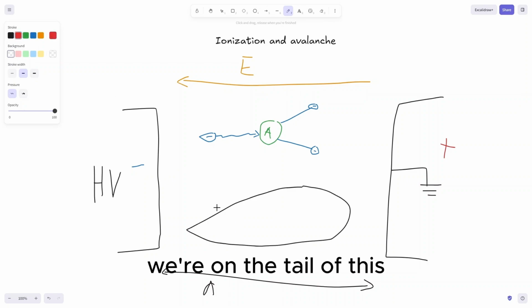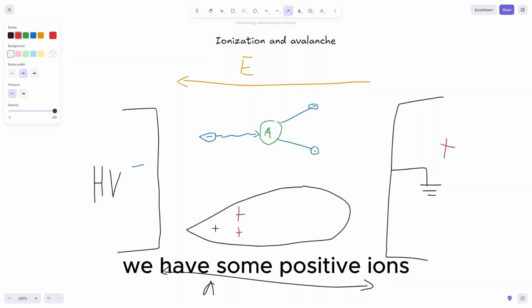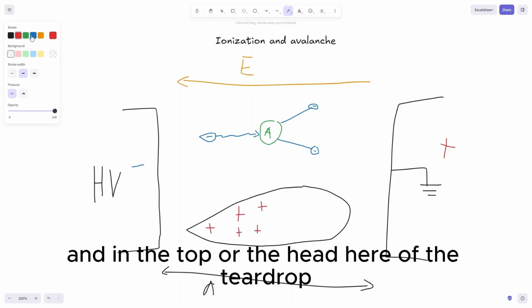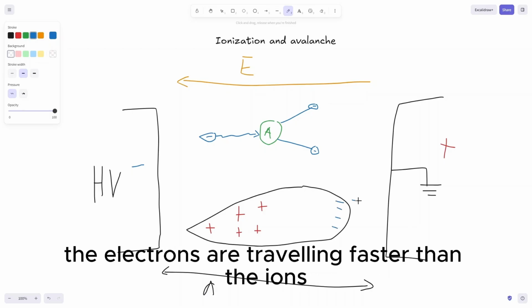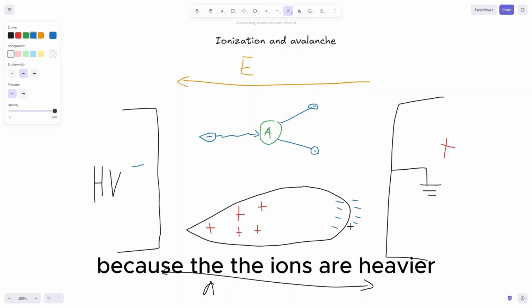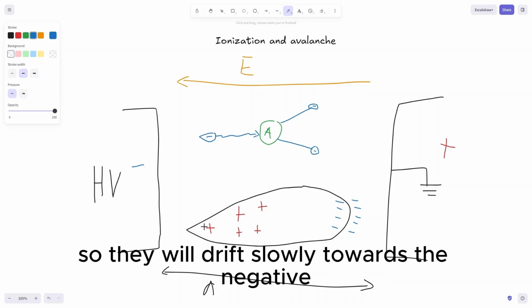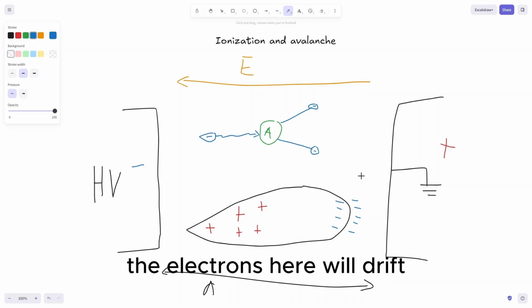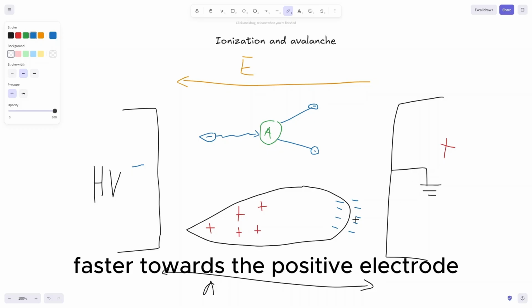where on the tail of this we have some positive ions, gas molecules, positively charged, and at the top, or the head here of the teardrop, we have the electrons. The electrons are traveling faster than the ions because the ions are heavier, so they will drift slowly towards the negative electrode, and the electrons here will drift faster towards the positive electrode.